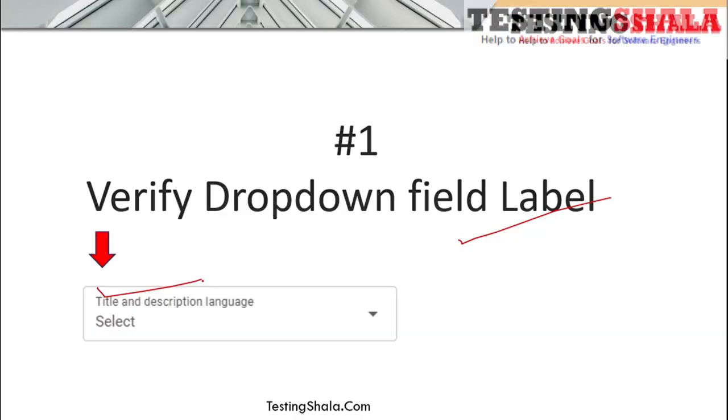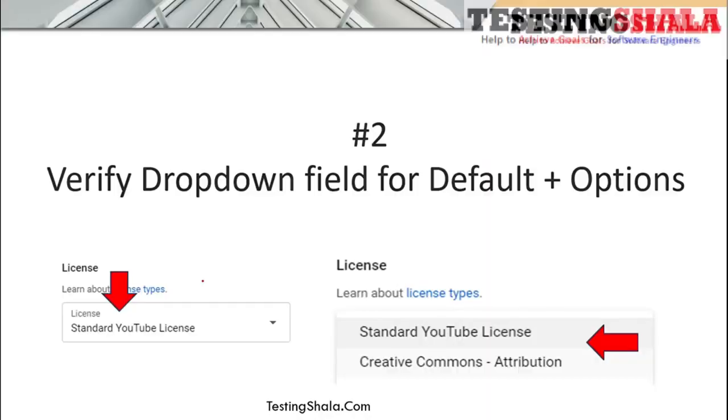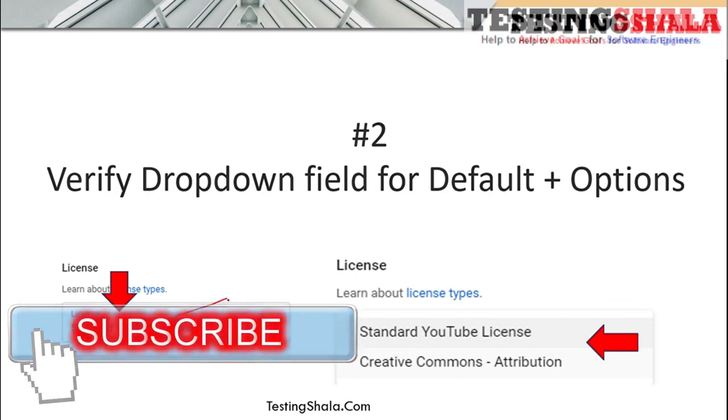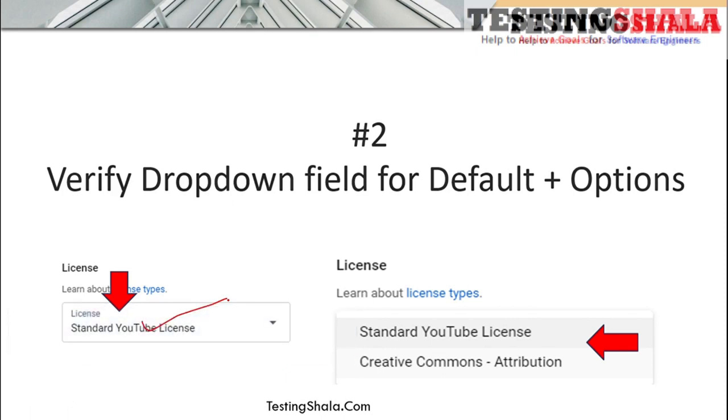Then the second one is that any drop-down, at a certain time, will have a default value. Maybe a drop-down may have 100 different options, but by default one value will be selected in it. That is the default value.